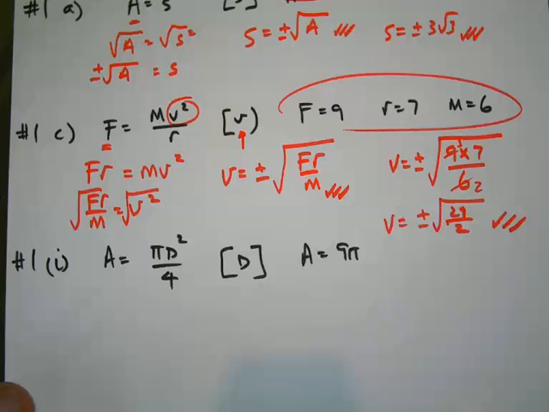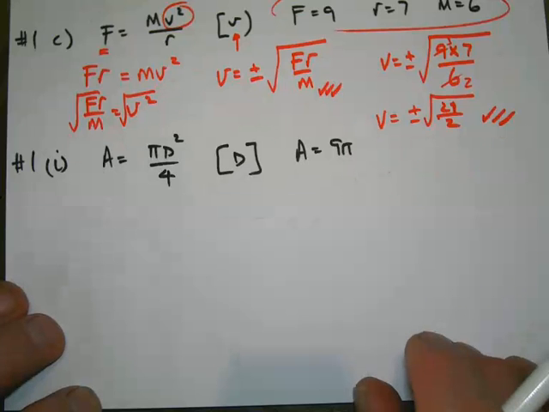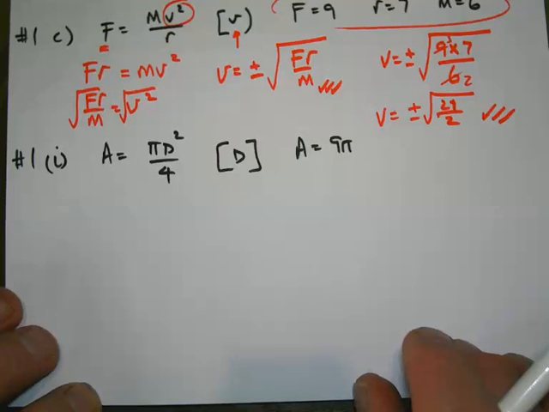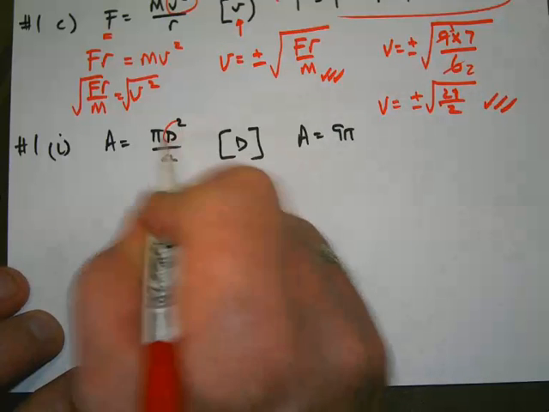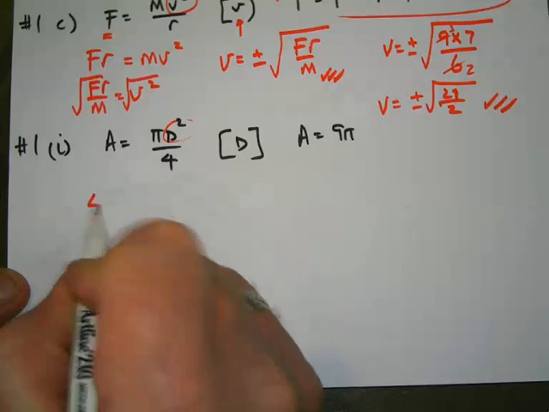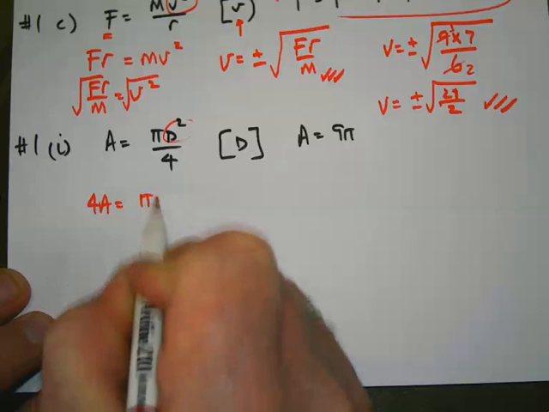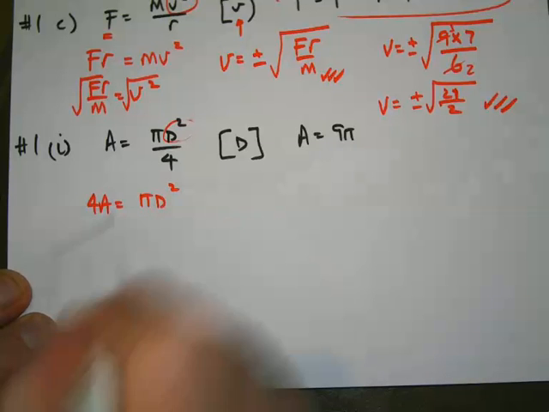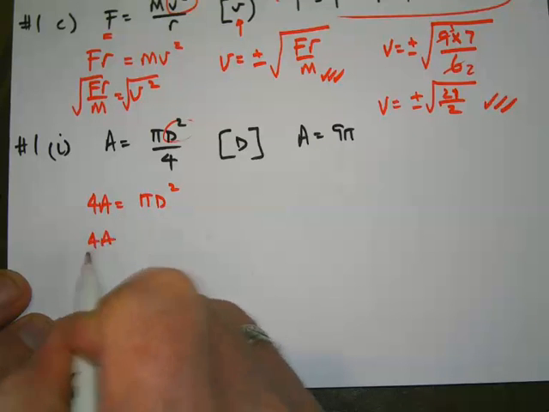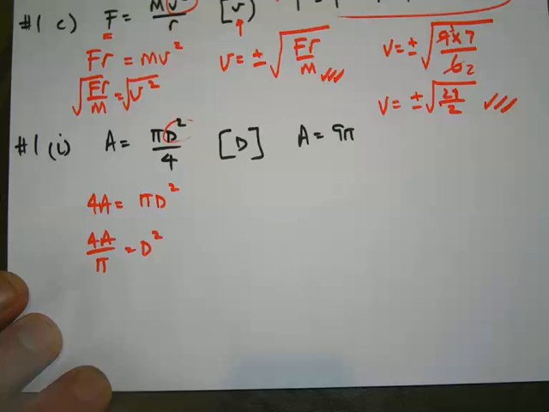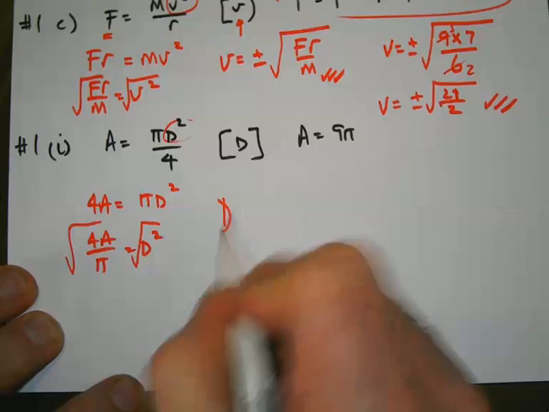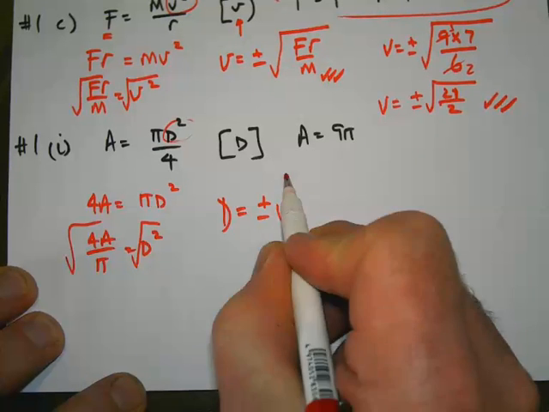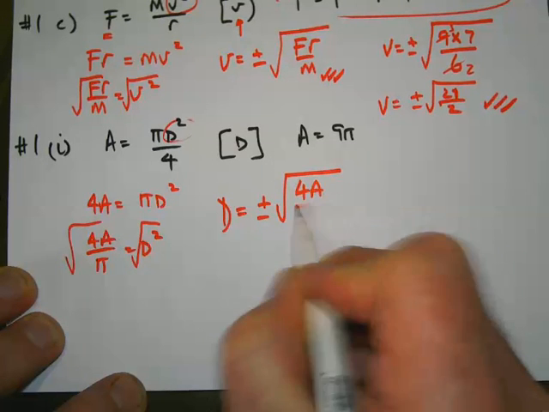Looking at 1i, a equals pi d squared on 4. I need to rearrange it for d. So there's my d. If I move my 4, it's going to be 4a equals pi d squared. Move the pi to the other side, 4a on pi equals d squared. Take the square root of both sides. D is going to equal plus or minus the square root of 4a on pi.